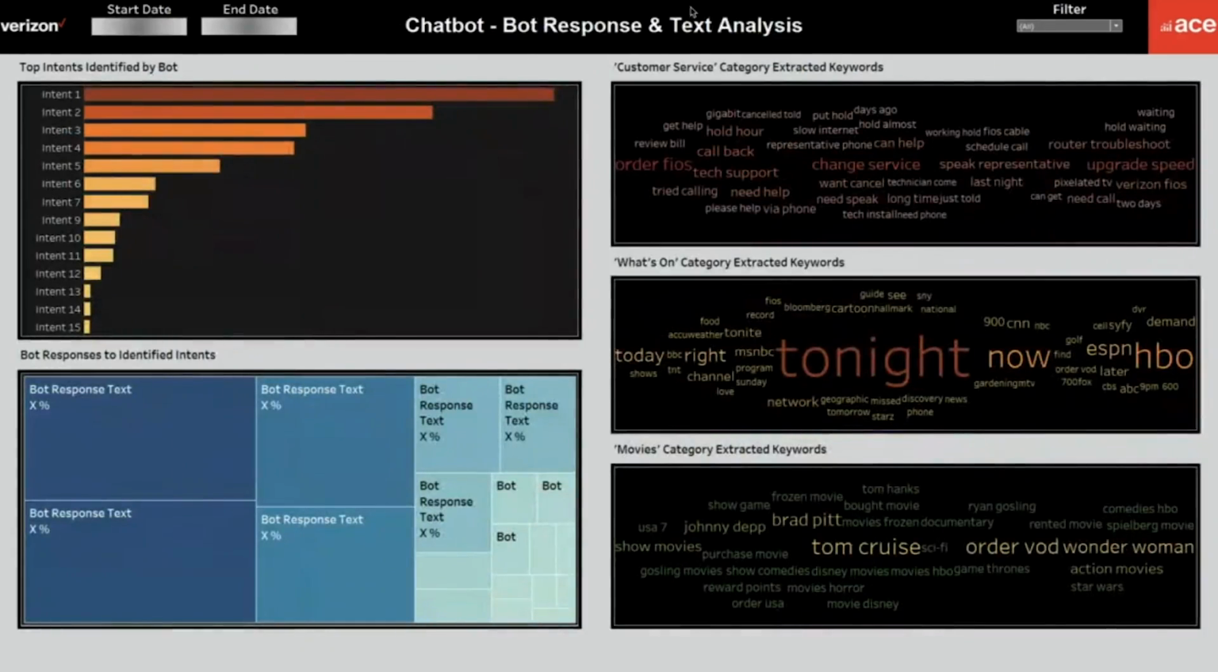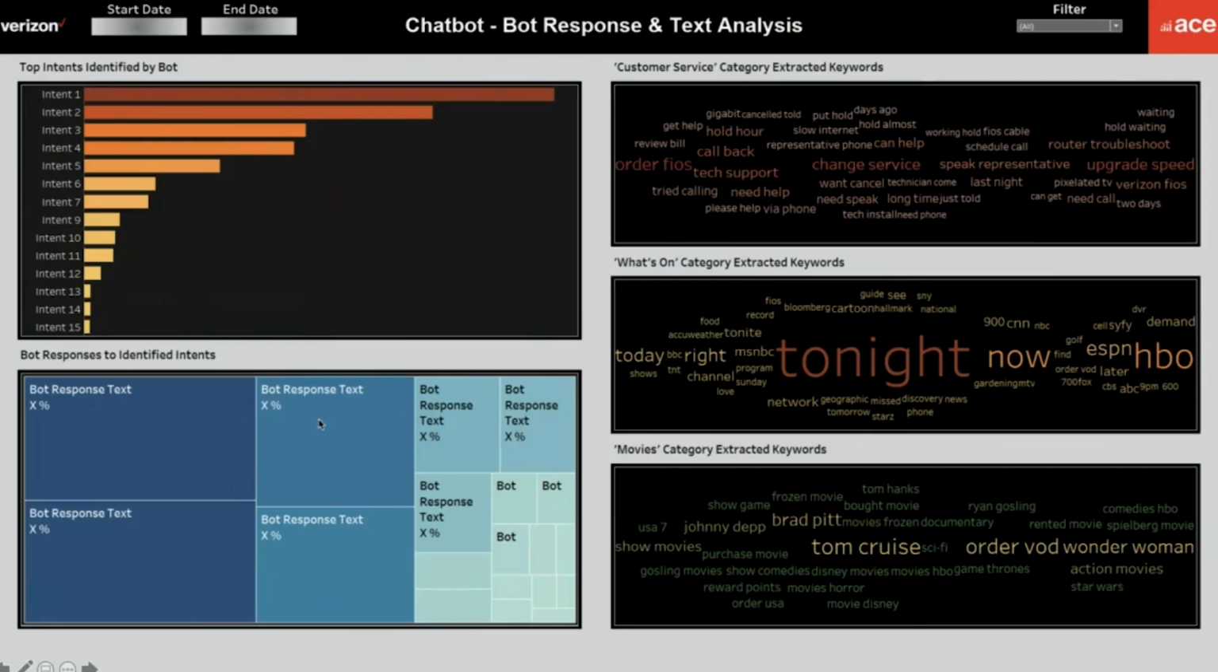And the third tab of the dashboard essentially tackles how well the bot is responding to customers' initial utterances. This is a great example of a dashboard that's not only being used by product teams, operations teams, and business transformation teams, but it's also being used by software engineers to train the intelligence in the bot and improve their product.